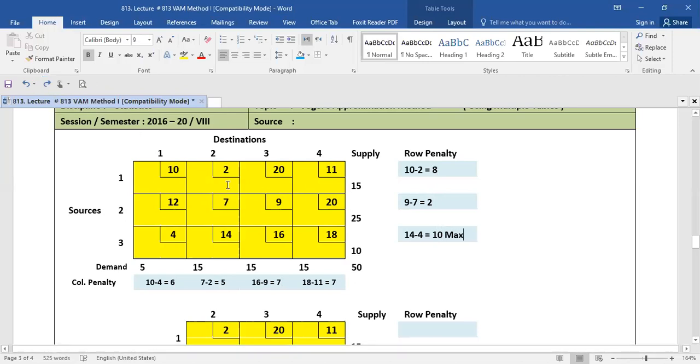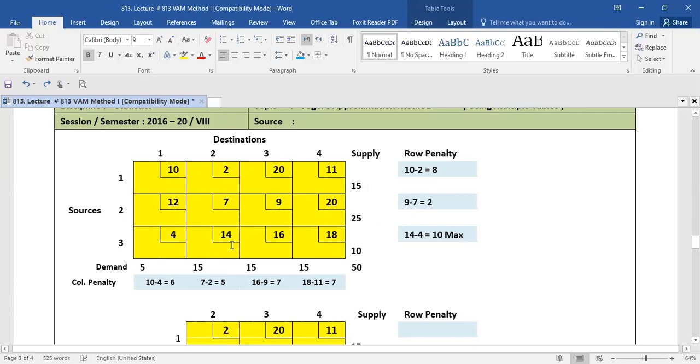Yes, you see that for the sake of penalties, in the first row, you see how this first penalty was calculated. You take the difference: in this row, you will see which are the two smaller costs. Here, 2 is the smallest cost, and the next smallest is 10. You will take the difference, which is 8. In the next row, 7 and 9 are the smaller costs. These are the cells with smaller cost. So you will take the difference of these two values, 9 minus 7 is equal to 2.